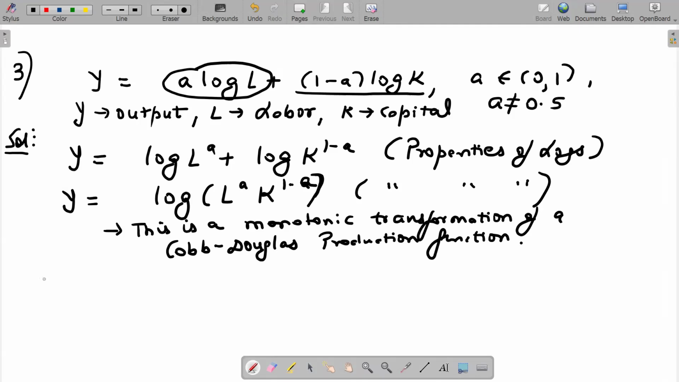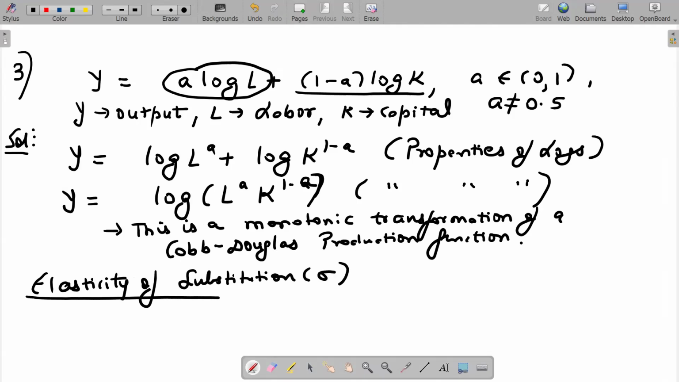Okay, the formula for elasticity of substitution, we all have covered this in the intermediate microeconomics course. Elasticity of substitution, denoted by sigma, is nothing but d(k by L) over d(RTS) times RTS over (k by L).